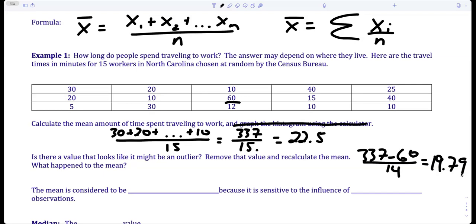The mean, it went down. So we say that the mean is considered to be not resistant because it is sensitive to the influence of extreme observations.